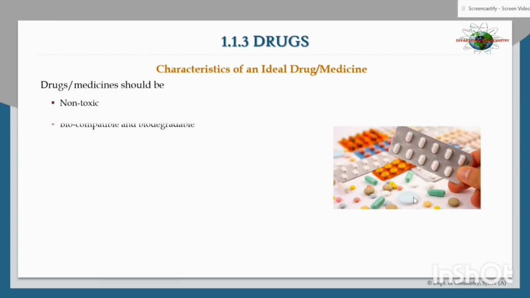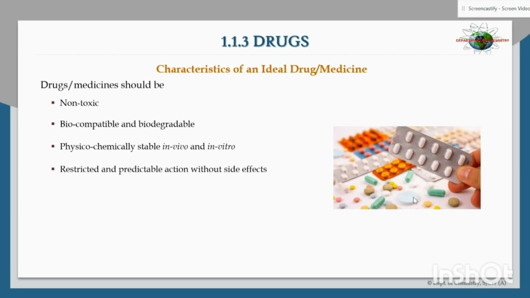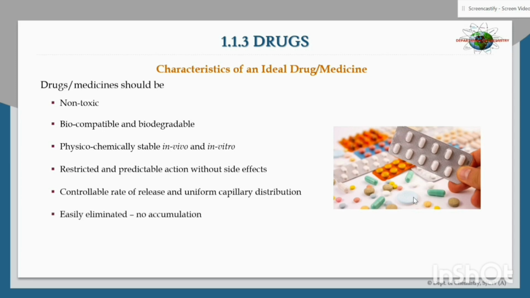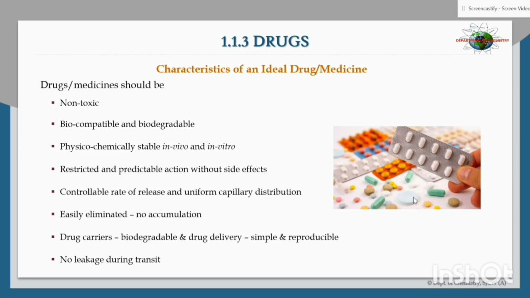Drugs should be non-toxic, biocompatible, and biodegradable. They should be physico-chemically stable, restricted but predictable action should be there without any side effects, controllable rate of relief, and uniform capillary distribution, easily eliminated through normal metabolic pathways without any accumulation in the system. And drug carriers should be biodegradable, drug delivery system should be simple and reproducible. There should not be any leakage of drugs during transit. So these are the characteristics of an ideal drug.